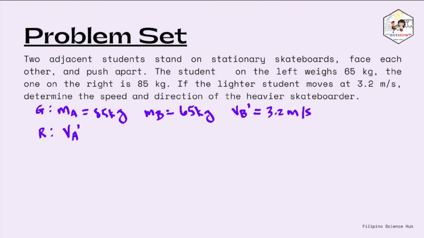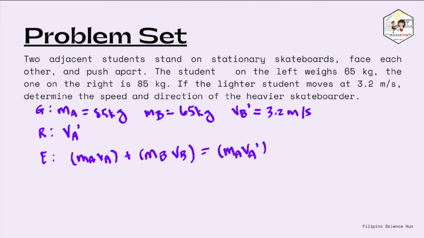Now for the equation, let's once again recall our generally expanded equation earlier, which is the mass of object A multiplied to the velocity of object A plus the mass of object B multiplied to the velocity of object B before pushing each other is equal to the mass of object A multiplied to the velocity of object A after pushing plus the mass of object B multiplied to the velocity of object B after pushing. So again, we have before pushing and after pushing.